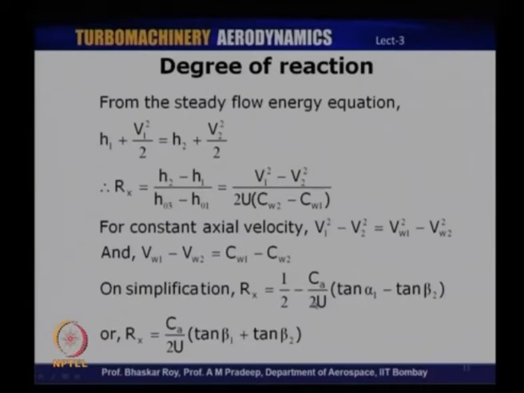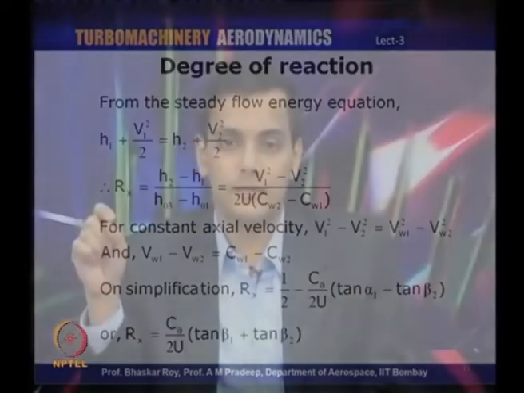So, what we have done now is to express the degree of reaction in terms of parameters which one can easily determine from the velocity triangle. Here, the degree of reaction is now a function of the axial velocity, the blade angles tan beta 1 plus tan beta 2, and in the denominator the blade speed. All these parameters can be quite easily estimated from the velocity triangle, and therefore, if one can construct a velocity triangle for a certain rotor stator combination, one can estimate the degree of reaction simply by developing the velocity triangle based on the flow conditions.